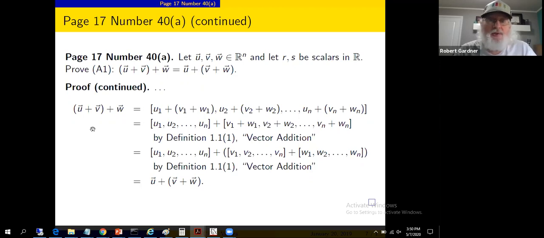Here, we don't know much, but we brought into this class with us knowledge of the properties of the real numbers. So we started with the left-hand side, turned it into a question involving real numbers, used associativity there, unwound it into the right-hand side. So we've shown the left-hand side equals the right-hand side. There's your proof.